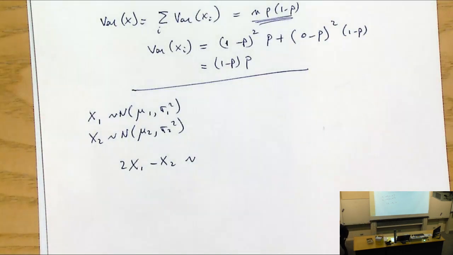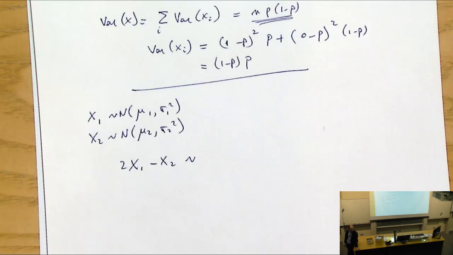Isn't it correct? It just follows what we just did. Yeah, exactly. We just followed what we just did. So obviously, this is correct. This is not correct, right? You should have 4 sigma 1 squared plus sigma 2 squared.